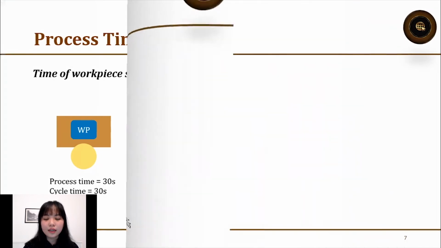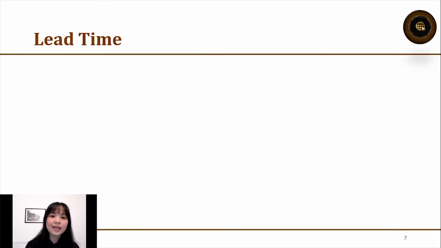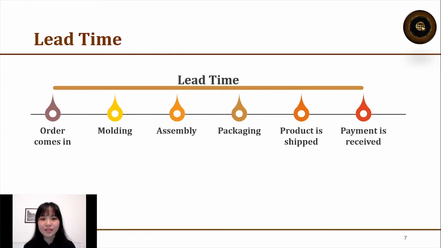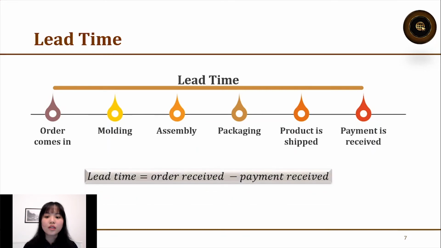Now let's take a look at what lead time is. This lead time will be the longest time compared to the cycle, process, and takt time. Why? Because lead time includes the whole process from the very beginning until the end, starting from the order coming into the company or organization until the payment is received by the company. To calculate it, the equation is much easier: order received minus payment received.